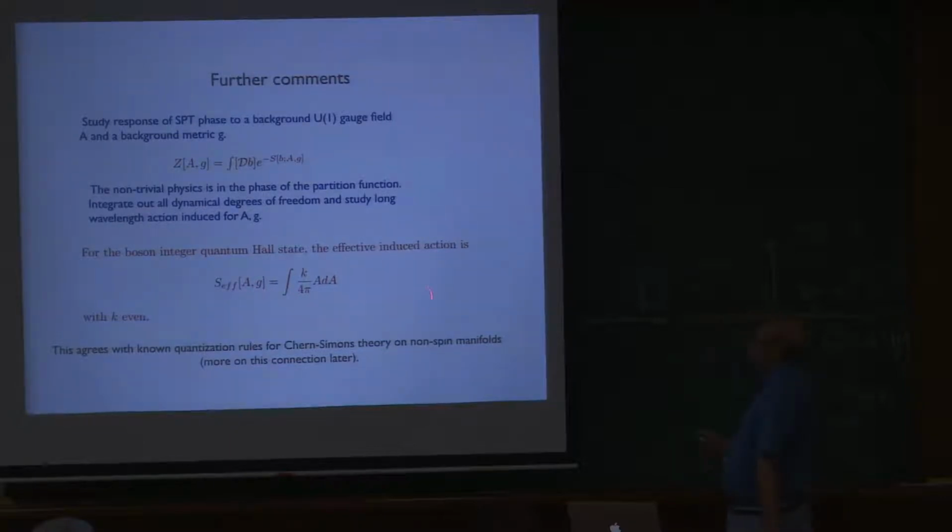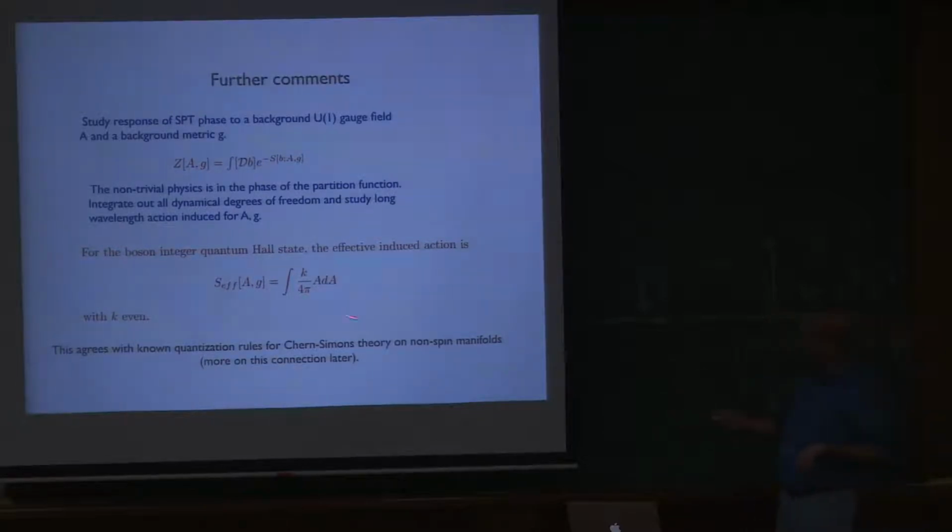So the answer for the boson integer quantum Hall state is that there is an induced Chern-Simons term which just gives you the Hall response, right? And this coefficient is precisely the electrical Hall conductivity. So K over 4 pi with K even. And the evenness of K is just the even integer quantization of sigma xy. And in particular, there's no gravitational Chern-Simons term that's induced. That could have happened, right?